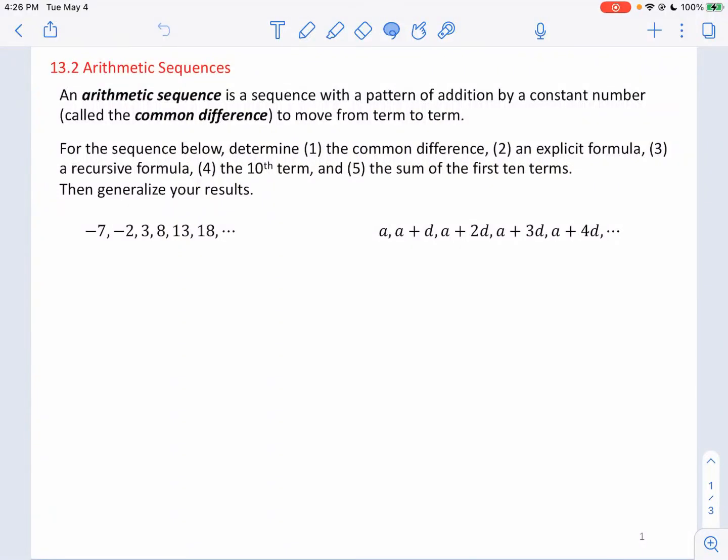Hello students, 13.2 is on arithmetic sequences. An arithmetic sequence is a sequence with a pattern of addition by a constant number, which is called the common difference, to move from term to term.